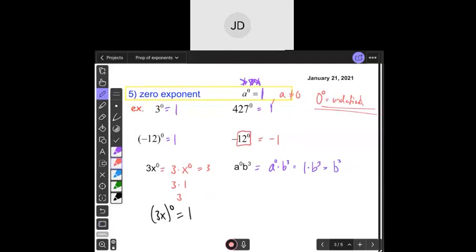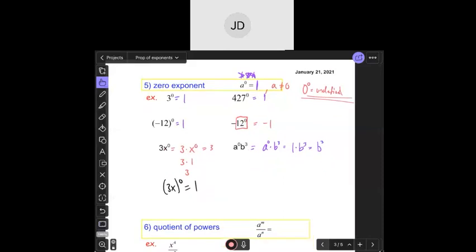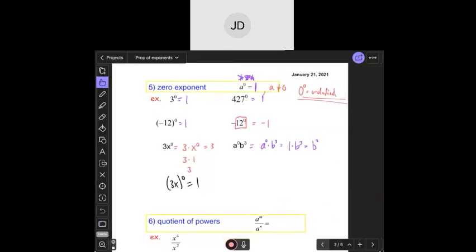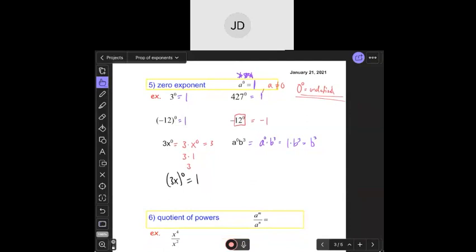A can be anything else. It can be negative 1 billion. It can be 1.7. So 0 power is 1. You can't take 0 to the 0 power. Anybody need more time there?